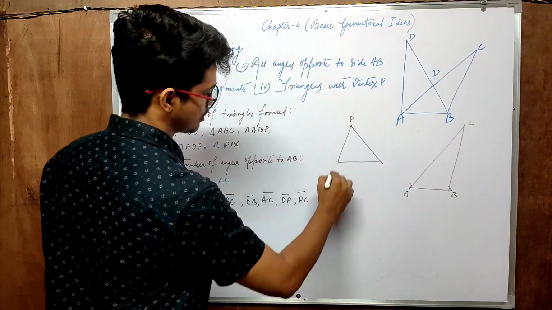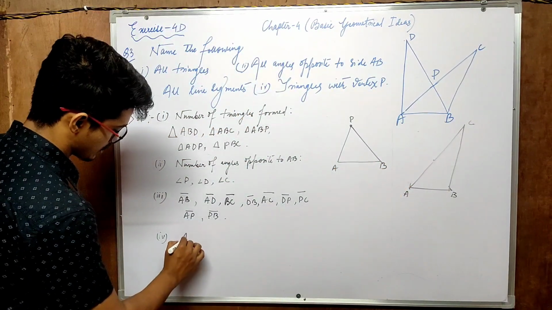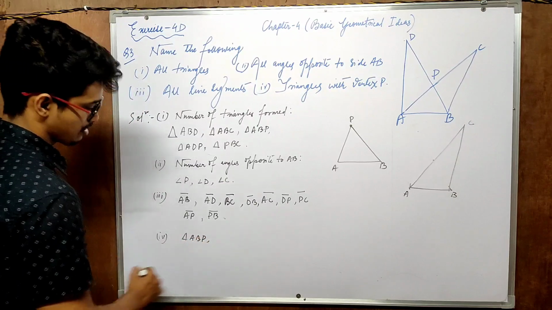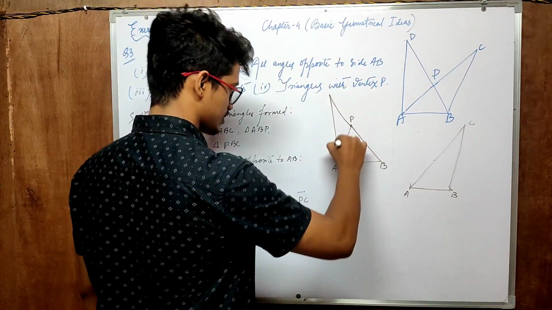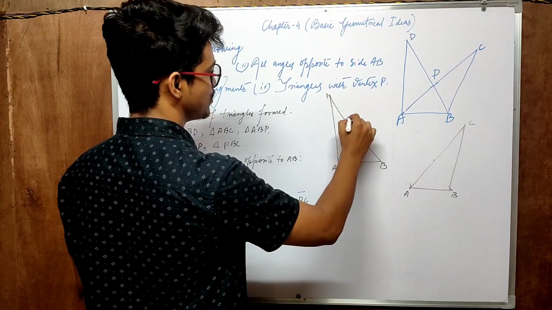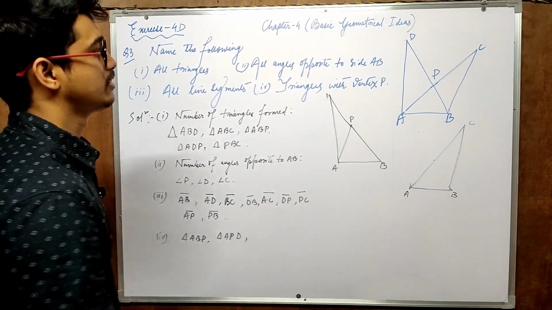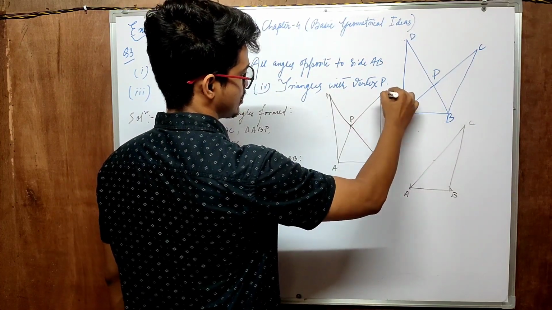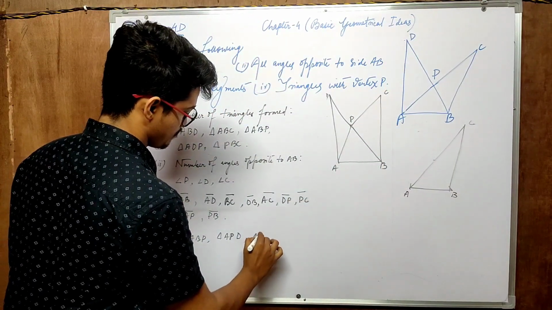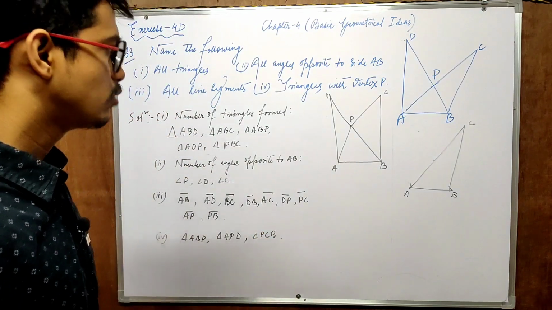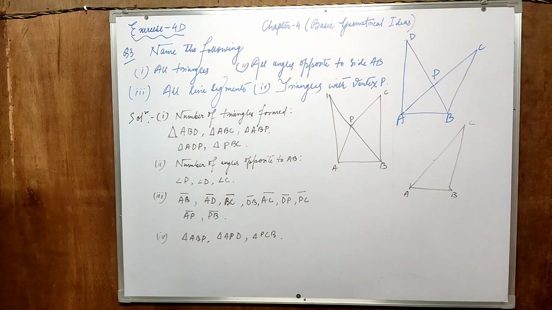The first triangle would be ABP, triangle ABP. If you observe carefully, this is another triangle, that is APD, triangle APD. Again, this is another one, that is PCB, triangle PCB. Any more? I guess not. So in total, how many triangles are forming by using this vertex? That is 3 triangles: triangle ABP, triangle APD and triangle PCB.